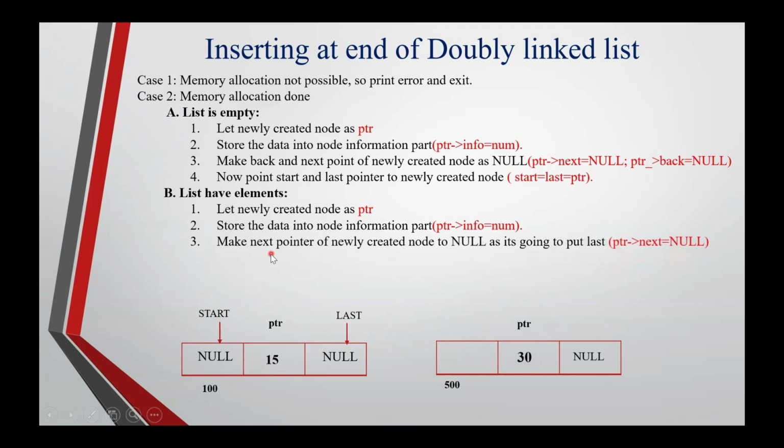Once we store the information, then make the next pointer of the newly created node null. Why? Because we are going to insert into the last position. If we insert in the last position, after that there is no element, so we have to make this pointer null. So we have to make PTR next equal to null. Then make the back pointer of the newly created node, this pointer, point to the last node. We have to make the connection, so we have to store the address of the last node. Now the last node address is 100. Store the address 100.